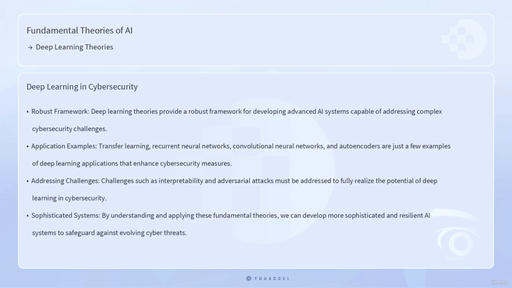In conclusion, deep learning theories provide a robust framework for developing advanced AI systems capable of addressing complex cybersecurity challenges. From the structure and function of artificial neural networks to the techniques for mitigating overfitting and underfitting, these theories underpin the development of effective deep learning models. Transfer learning, recurrent neural networks, convolutional neural networks, and autoencoders are just a few examples of deep learning applications that enhance cybersecurity measures. However, challenges such as interpretability and adversarial attacks must be addressed to fully realize the potential of deep learning in cybersecurity. By understanding and applying these fundamental theories, we can develop more sophisticated and resilient AI systems to safeguard against evolving cyber threats.